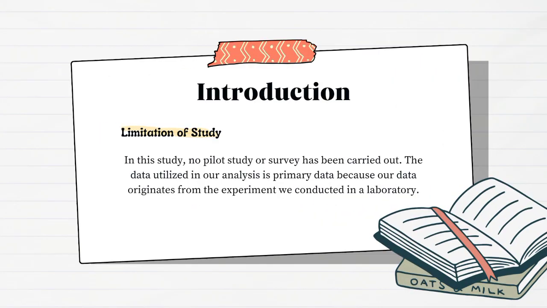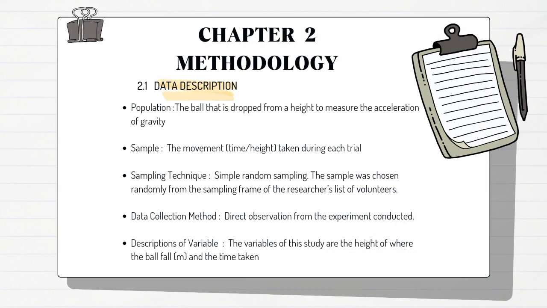Next, for the limitation of study, in the study no pilot study or survey has been carried out. The data utilized in our analysis is primary data because our data originates from the experiment we conducted in a laboratory. Next, moving to the next chapter, chapter 2, methodology.